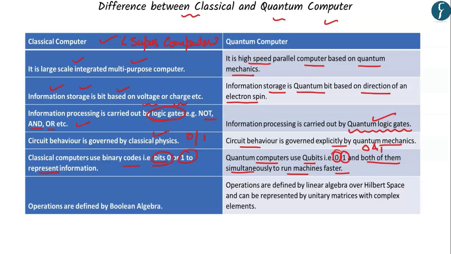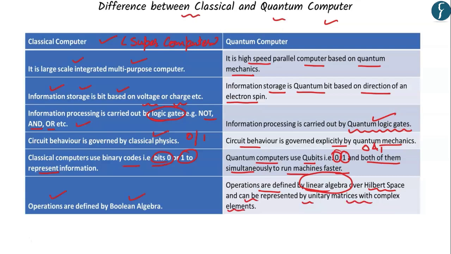Now, as far as classical computers are concerned, operations are defined by Boolean algebra, and for quantum computers, operations are defined by linear algebra over Hilbert space and can be represented by unitary matrices with complex elements.